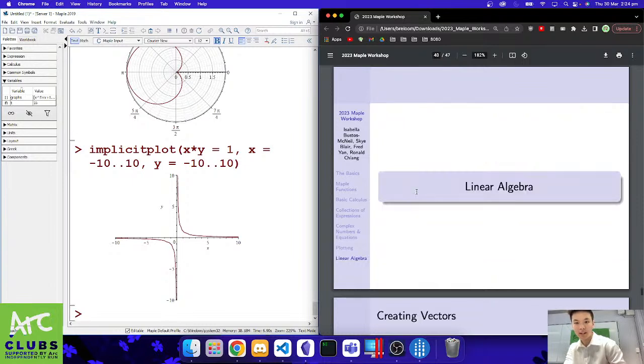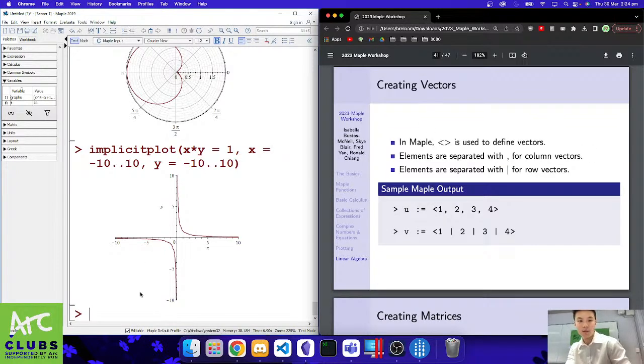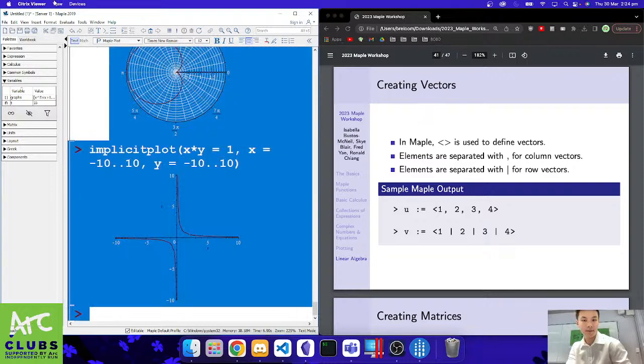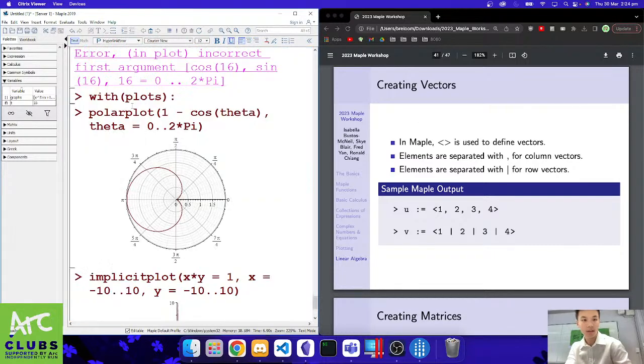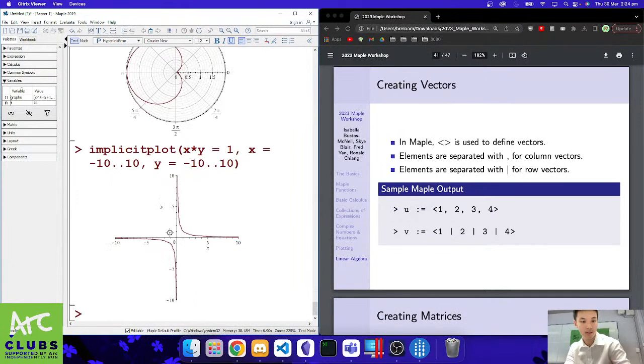And the last topic is going to be on linear algebra, which is everything related to vectors and matrices. The first thing we're going to look at is how to create vectors in Maple. Let me just restart everything again.